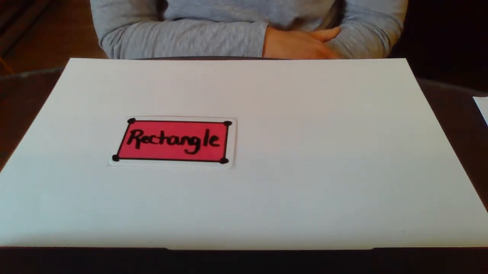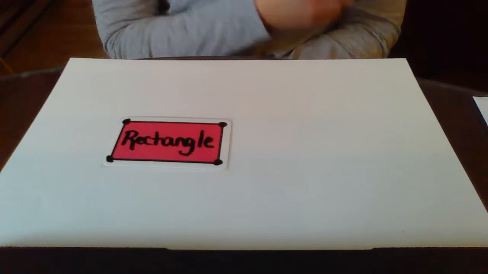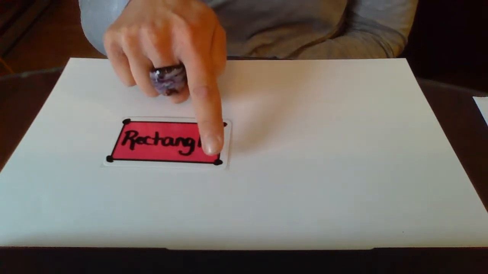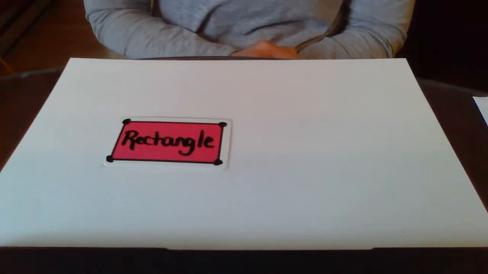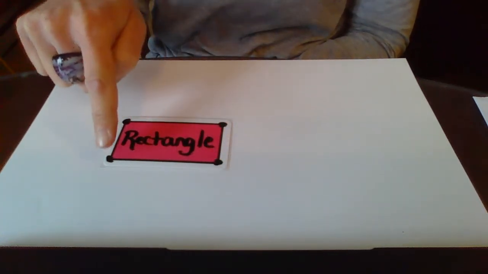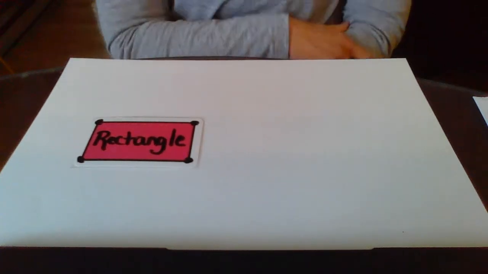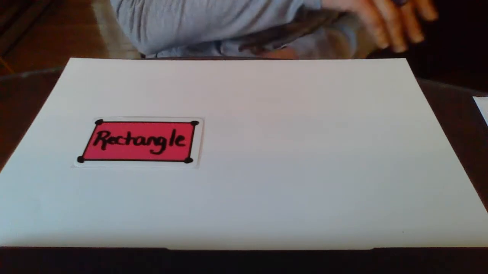Now, this one is a rectangle. So let's start counting its sides. We have 1, 2, 3, 4 sides. And then let's count their points. 1, 2, 3, 4 points. So let's take a look and let's see what I found in my house. That's a rectangle.